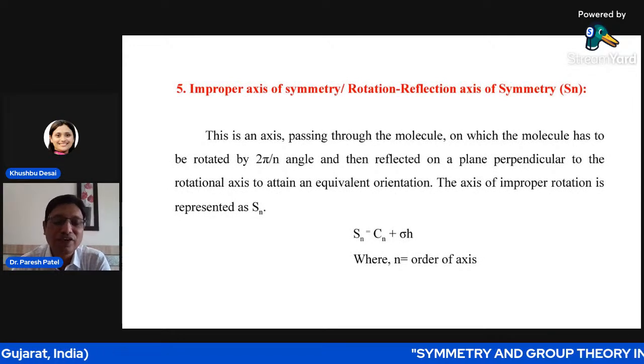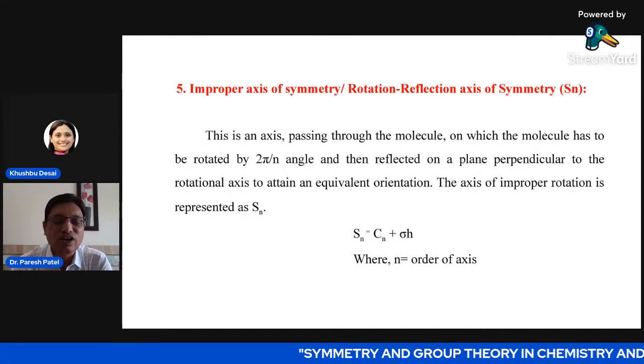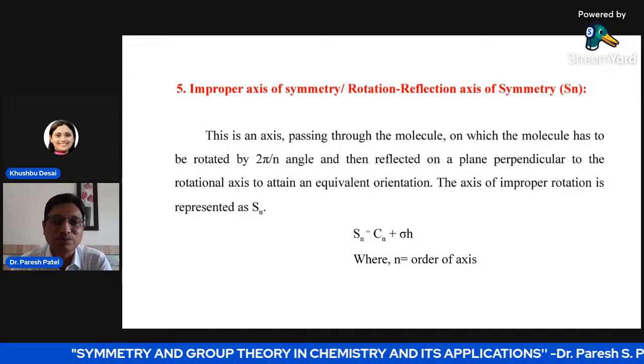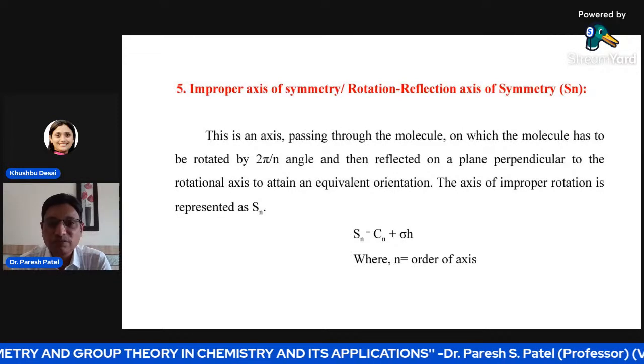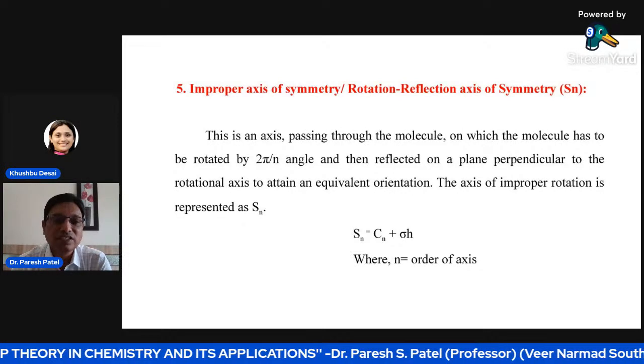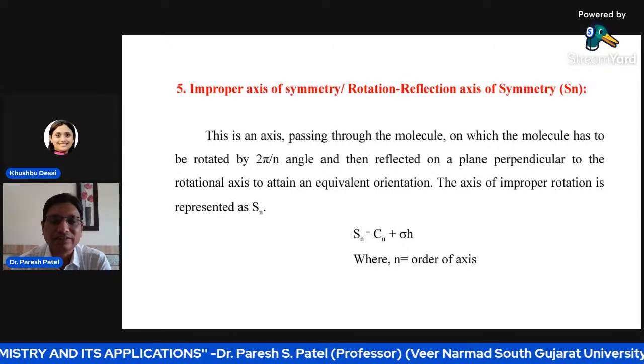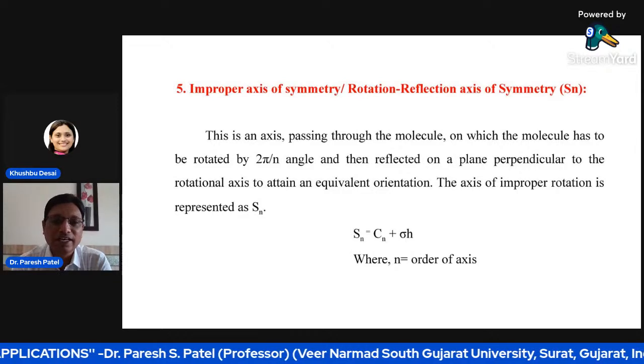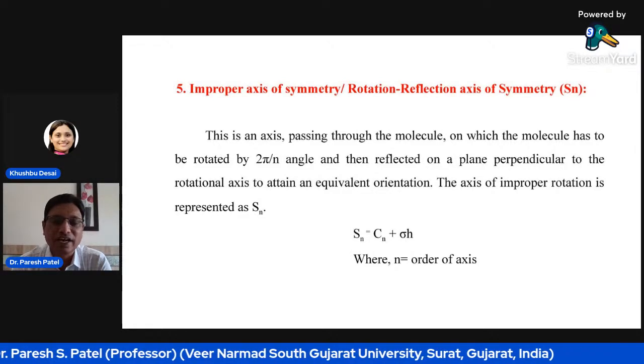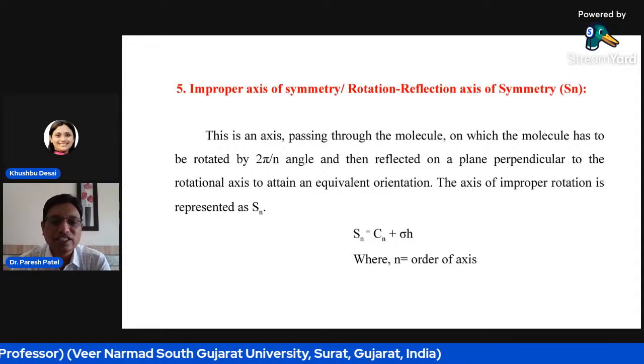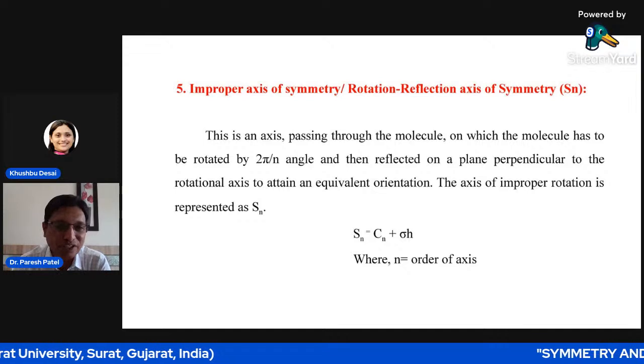Now, the last symmetry element is the improper axis of rotation, improper axis of symmetry, or rotational reflection axis of symmetry. This symmetry element can be symbolized by Sn. Sn is the symmetry element, and symmetry operations can be represented as Snk, where n is the order of the axis, and k is the number of times the symmetry operation is applied.